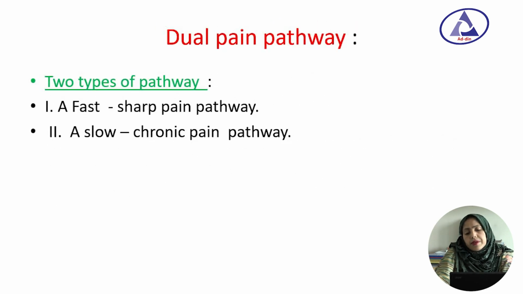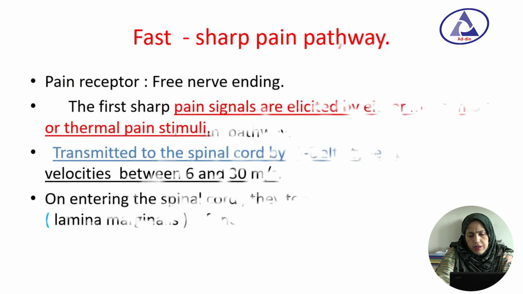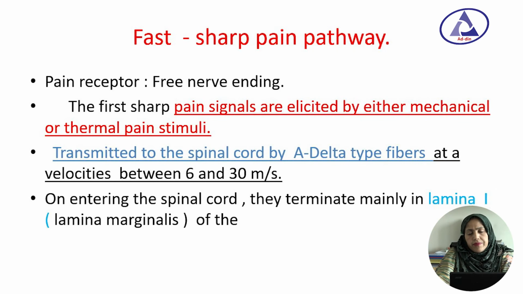And what is the dual pain pathway? There are two types of pain, the fast sharp pain pathway and the slow chronic pain pathway. In the fast sharp pain pathway, the pain receptor is the free nerve ending, and the fiber is the type A delta fiber with a velocity between 6 and 30 meters per second.